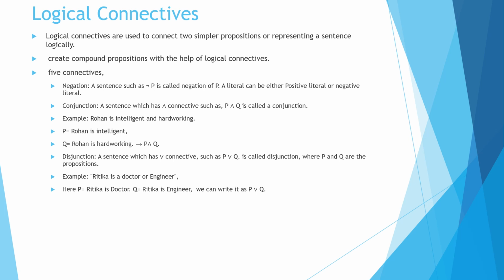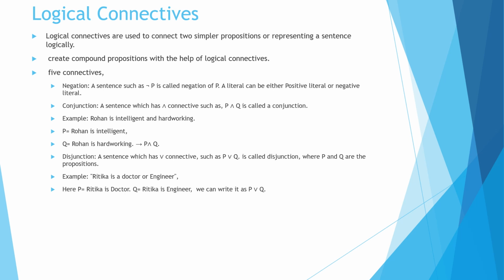And the third one, disjunction. A statement which has the V connective, represented as P V Q, is called disjunction, where P and Q are propositions. Let's see one example. Ritika is a doctor or engineer. So in this statement, the logical connective or is used.